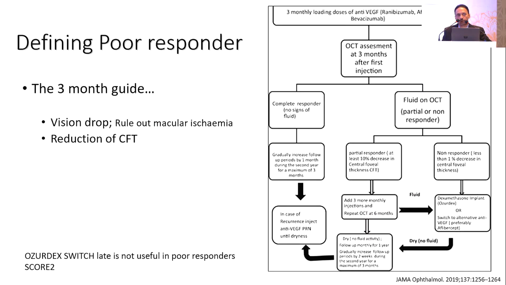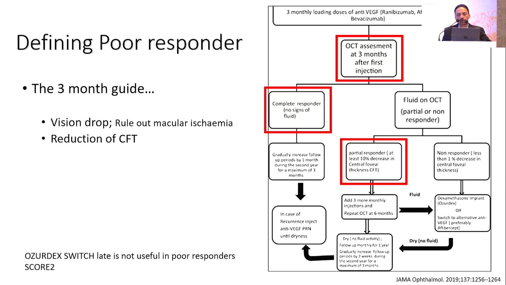So we also now understand how to define a poor responder. A 3-month guide is a good one. If at 3 months you do an OCT assessment, and there's a good response, complete resolution of fluid, it's a good responder. But if you have less than 10% decrease, then it is a poor responder. And if you have around 10% or more, then it is a partial responder. So now this difference can be made out at 3 months, and you could use this as a guide to continue with your therapy.